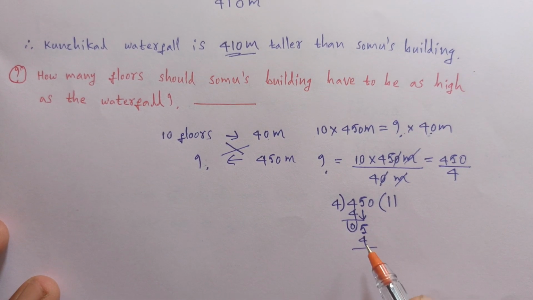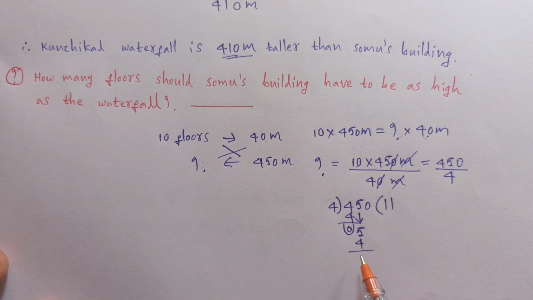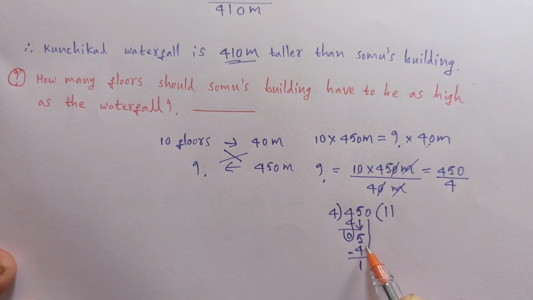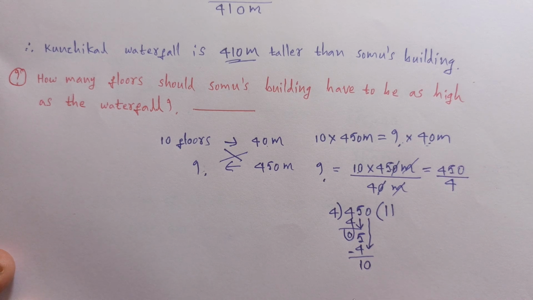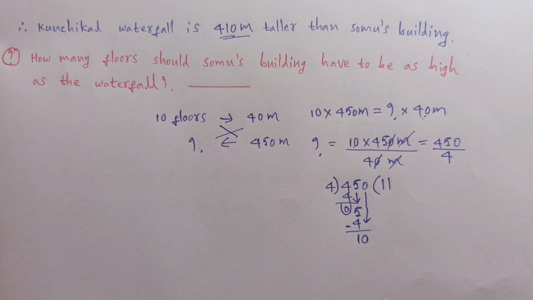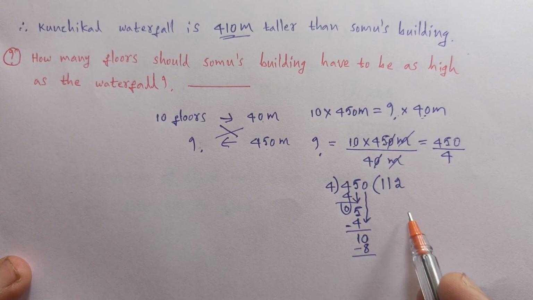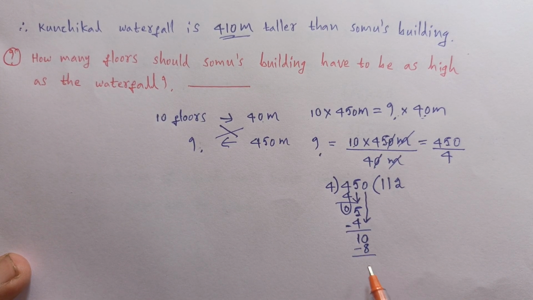Because 4 twos are 8, we cannot take that; 8 is greater than 5. Next, 5 minus 4 is how much? 1. Next, 1 is smaller than 4, that's why we have to drag the 0. So now 1 becomes 10 here. So 4 twos are how much? 8. So 10 minus, because 4 threes are 12, we cannot take here. So 10 minus 8 is how much? 2.